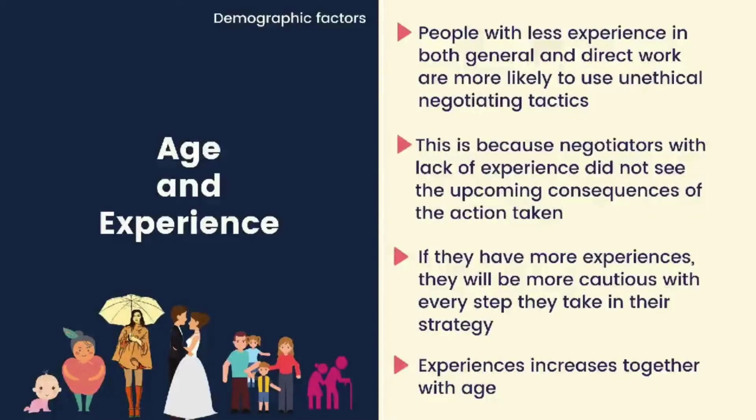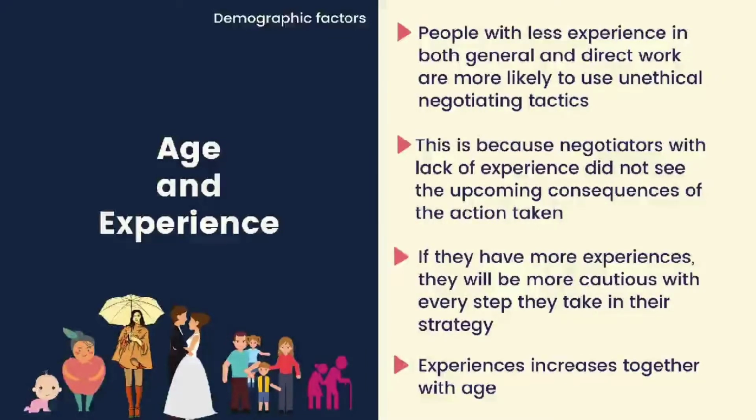The third point is age and experience. In negotiation, people with less experience, both general and direct work experience, are usually more likely to use unethical negotiating tactics, whereas people with more experience use ethical negotiating tactics. Why is this happening? This is because negotiators with a lack of experience don't see the upcoming consequences of the actions taken.